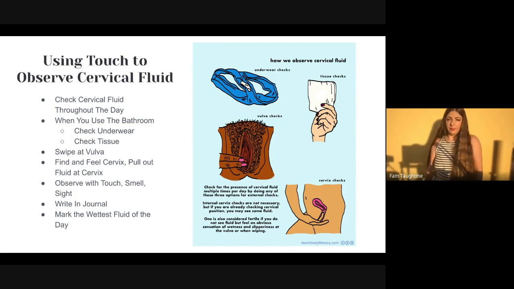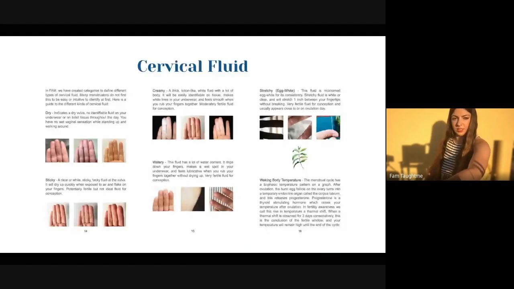And the other more active ways that we look at cervical fluid is through checking at the vulva. And also, if you're doing a cervical position check, you're already reaching inside of your body at that point. You can pull out the fluid that's inside the canal and see what's there as well. But that's not at all necessary. So we really just rely on external vulva checks and what we see falling out of the vulva for our observations. And let's see, we'll go to the next slide here.